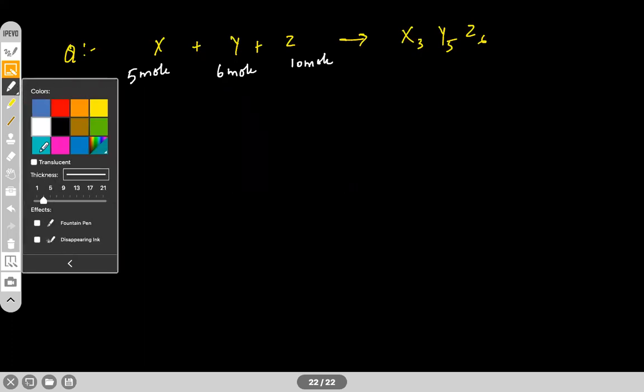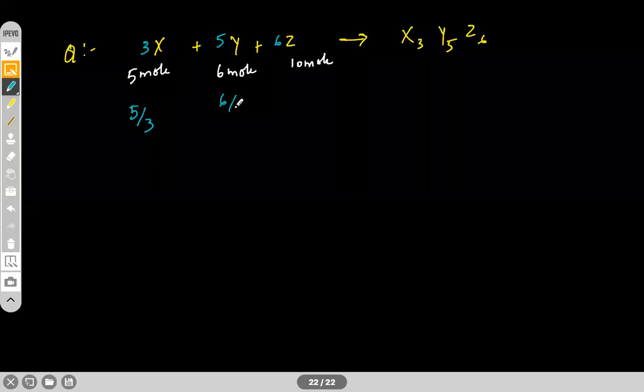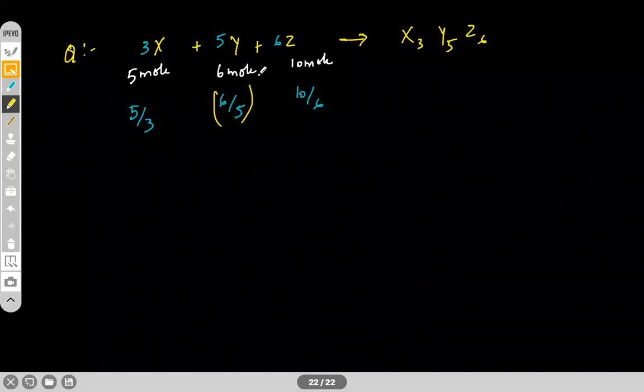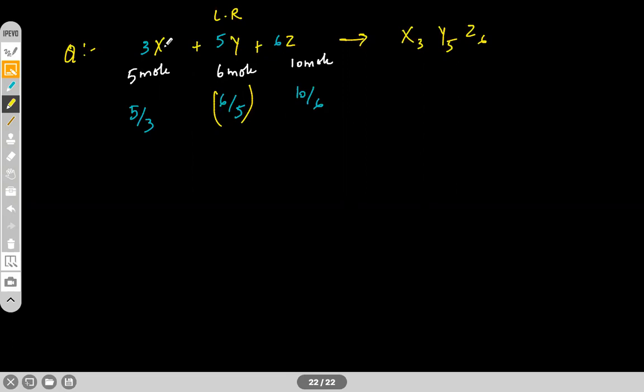Let's do this. First of all, we need to balance the reaction. So we'll have 3X, 5Y, 6Z. We'll divide 5 by 3, 6 by 5, and 10 by 6. Here the least value is 6 by 5, and hence this is the limiting reagent. Why? You see the same case that you are asking: 5 by 3, 5 by 3, same. So X and Z have the same value, but Y is the least. So this is the limiting reagent.